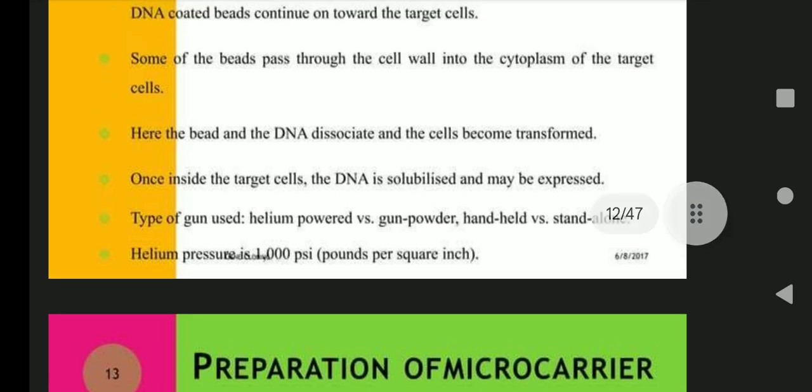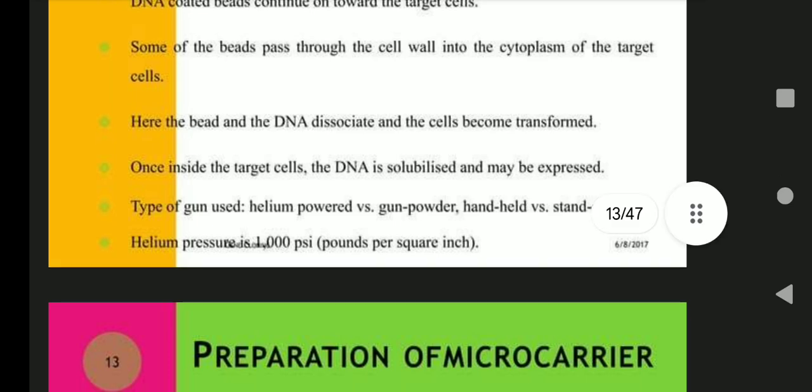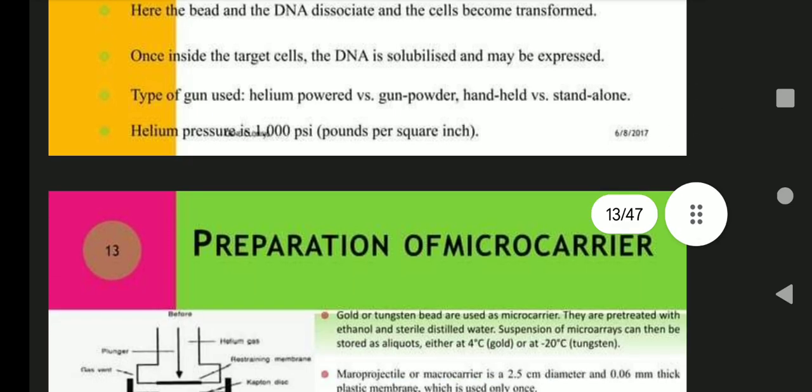Some of the beads pass through the cells into the cytoplasm of the target cell. Here, some beads directly enter the nucleus. Once inside the target cell, the DNA is solubilized and expressed.